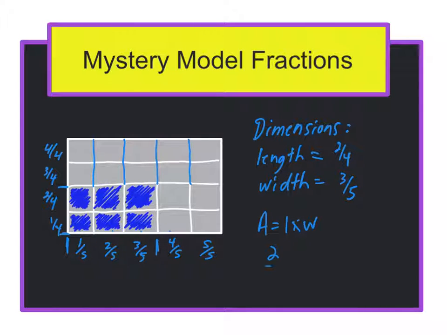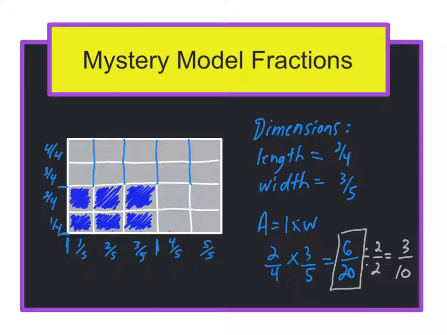Now we know that area equals length times width. We multiply those again, 2/4 times 3 fifths, and we get 6/20, which we can simplify because they're both even, and we get 3/10. So our answer is 6/20, so we can verify that back with the picture.